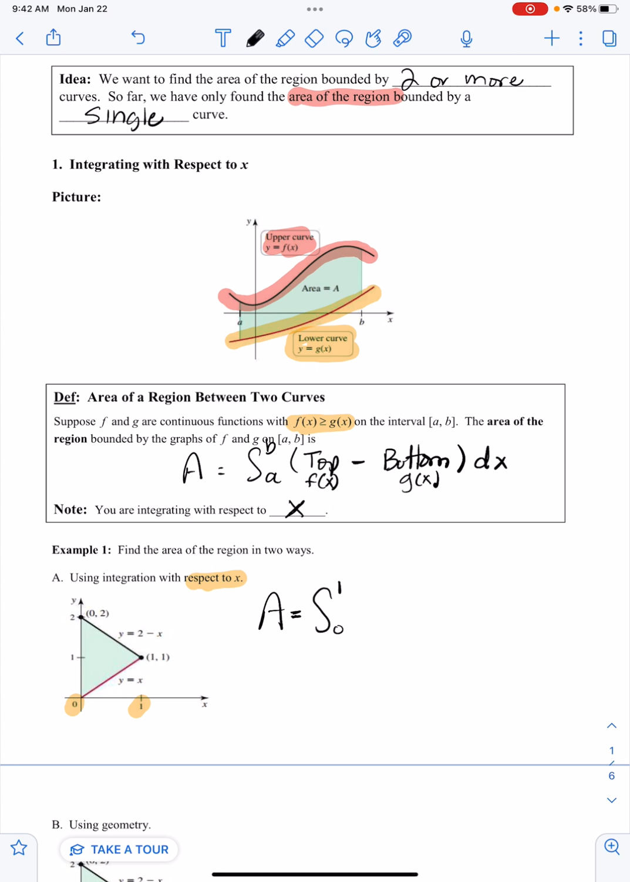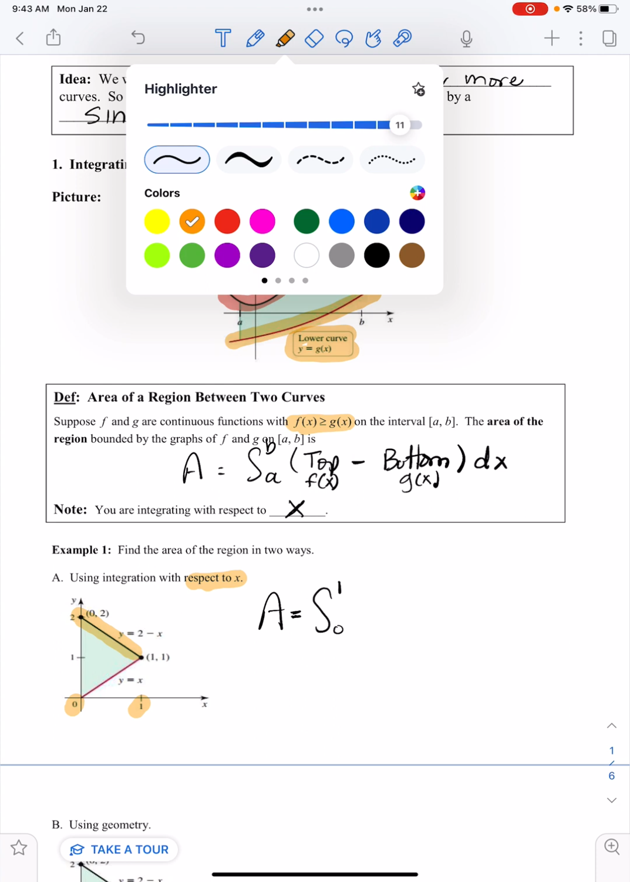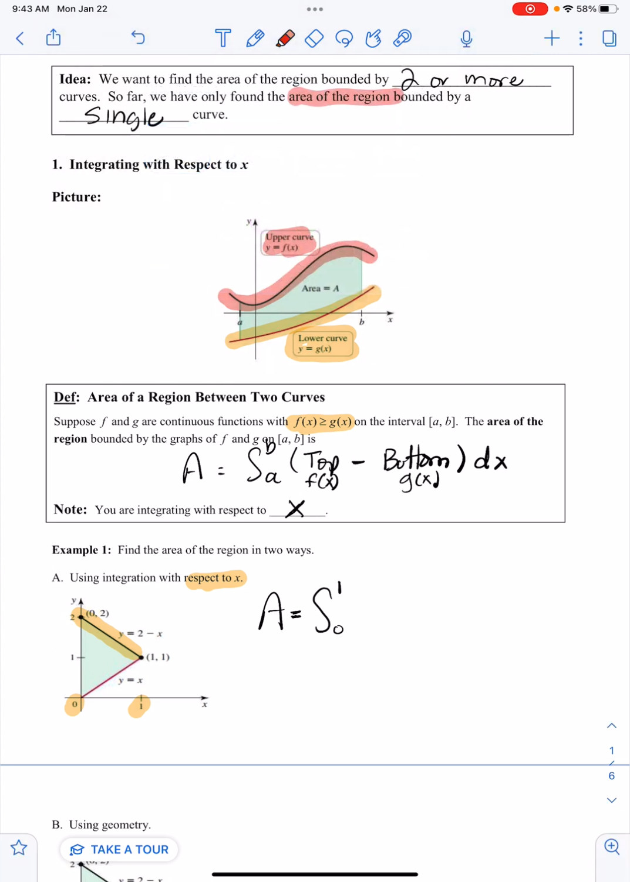So we can go ahead and start our integral. We have a from 0 to 1. And then we need to figure out who our upper curve and our lower curve is. Our upper curve is going to be this line segment here, y equals 2 minus x. And then our lower curve is going to be this line segment here, which is y equals x. Since we're integrating with respect to x, make sure that when we subtract our functions, everything's about x. That's easy to do because of the way that things are written here.